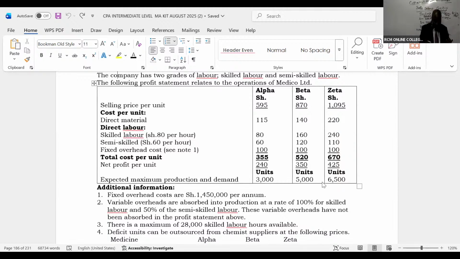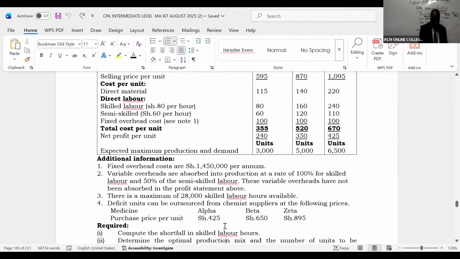And do we know how much is the buying price outside? From note number 4, they are telling us that deficit units can be outsourced from chemist suppliers at the following rates. And you can see Zeta can be purchased at 895. So every product of Zeta we sell, which we have outsourced, will generate a contribution of 200. Is that okay? So the outsourced here is 200. Each one of them will give me 200.